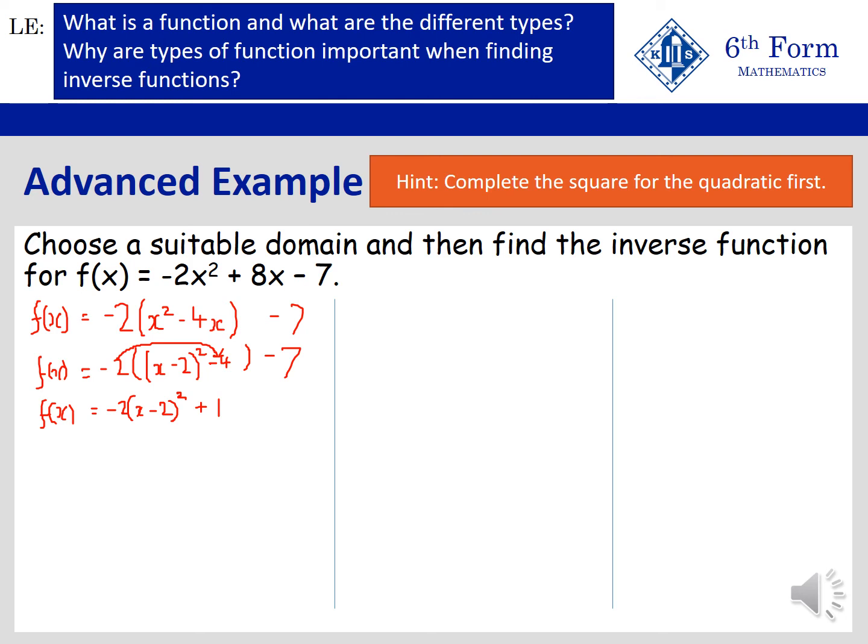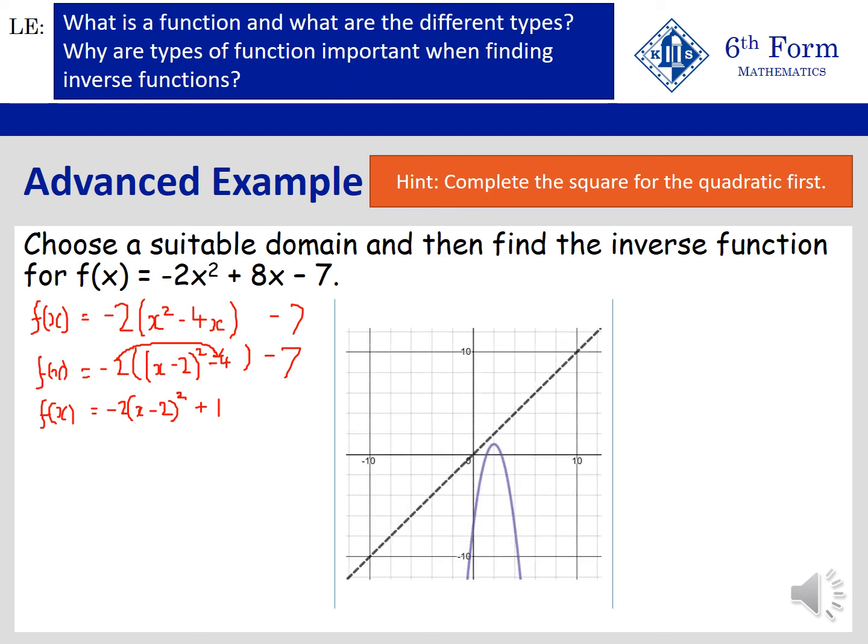If we use that to sketch the curve, it should look something like this. And the key point that completing the square can tell us is that the maximum point this time is going to be with coordinates of (2, 1). We've got a maximum point because it's a negative coefficient of x squared, giving us the characteristic shape.